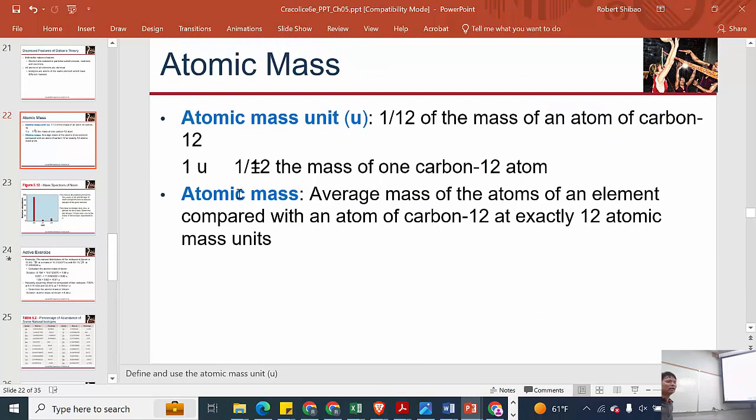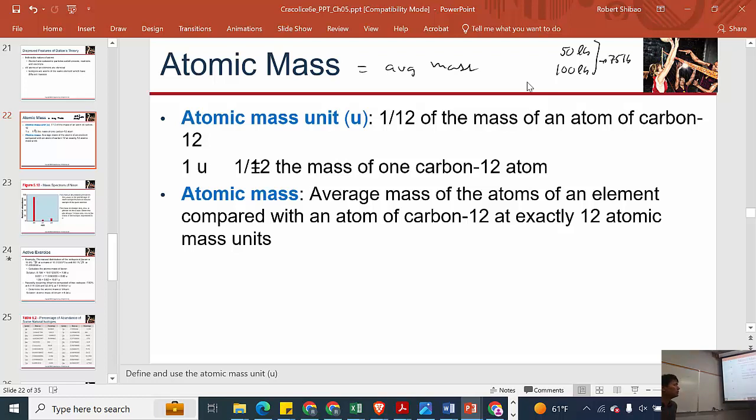And the other stuff we're going to look at is something called the atomic mass. And the atomic mass, this is called the average mass. And so let's do some averages here. If I have, let's say, one thing that weighs 50 pounds and another that weighs 100 pounds, what's the average? 75 pounds. That would be the average.